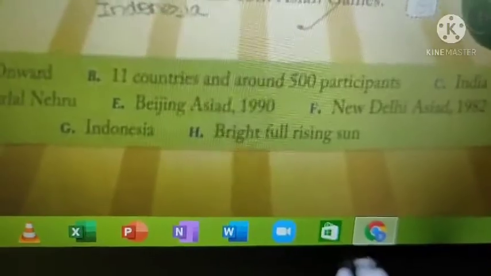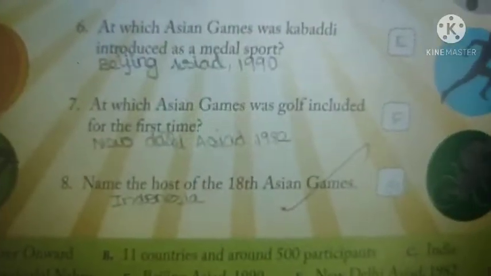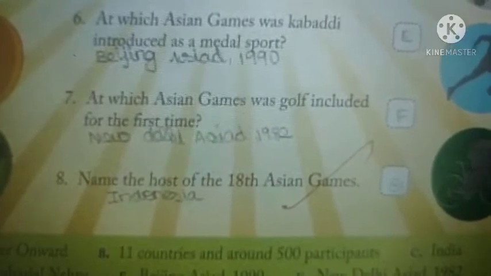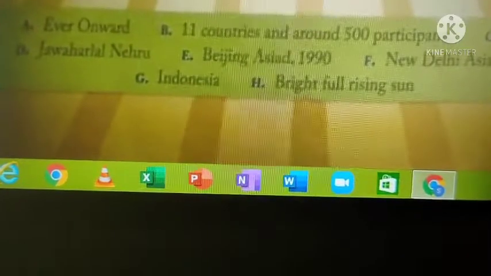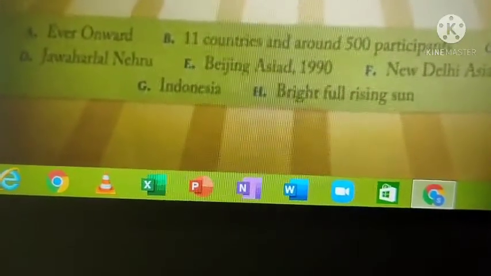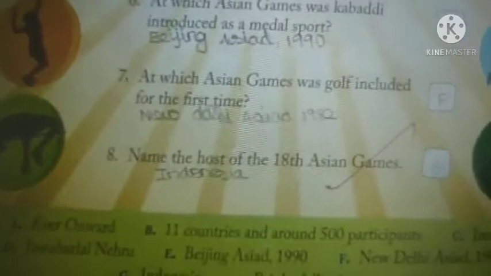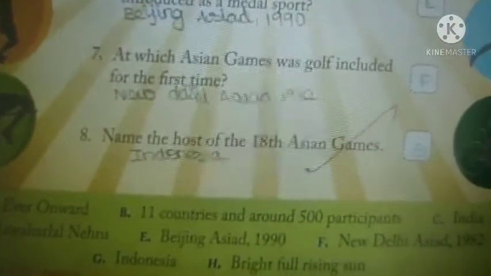Fifth one. How many countries and contestants participated in the first Asiad? Answer is option B. 11 countries and around 500 participants. Sixth one. At which Asian Games was Kabaddi introduced as a medal sport? Option E. Beijing Asiad 1990. Okay, next question.